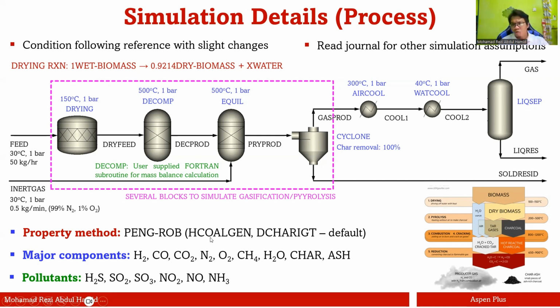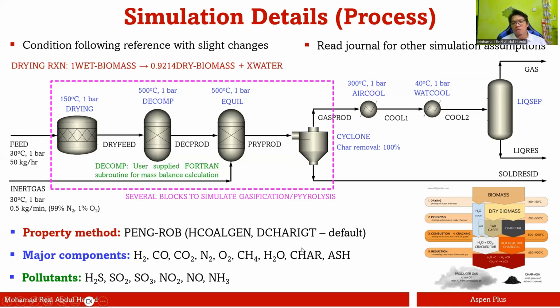I'm going to use a default one because this is not really focusing on this two model. Default value. So what are the major components? When you do all of this gasification, pyrolysis will produce hydrogen, CO, carbon monoxide, CO2, nitrogen, oxygen, methane, water.